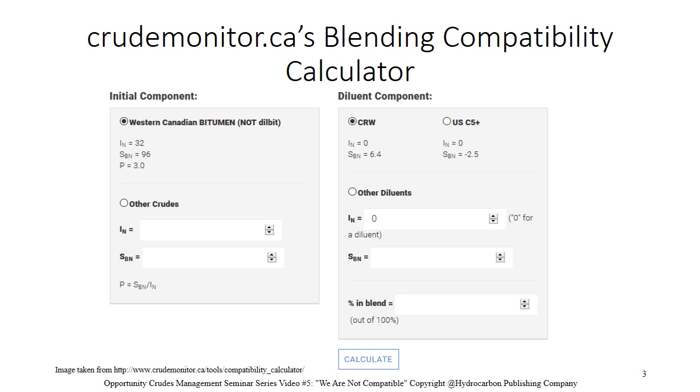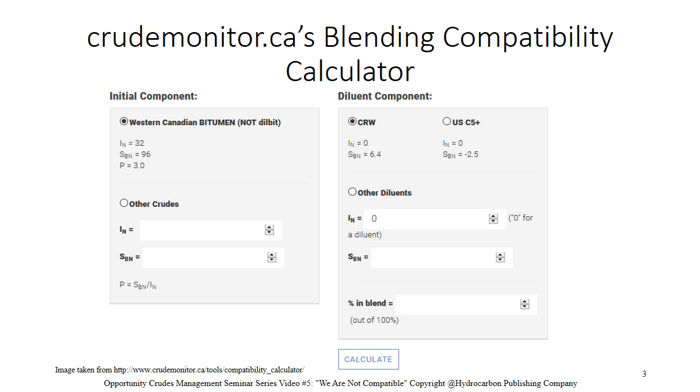Bill Elwood of Crude Monitor offers the Blend Compatibility Calculator to determine the compatibility of blending a crude in a diluent. On the website crudemonitor.ca, you can find the Blending Compatibility Calculator tool. To calculate compatibility between a crude and diluent, just enter the solubility blending numbers and insolubility numbers of the crude and the diluent, and the percent in blend of the diluent, and the calculator will determine the compatibility as well as the solubility blending number and insolubility number of the resultant blend.